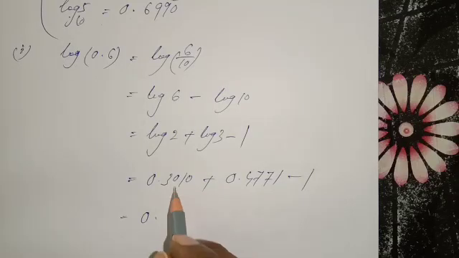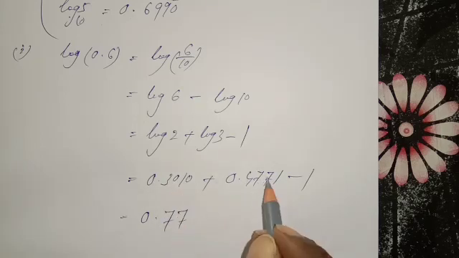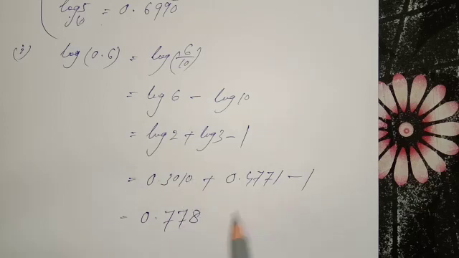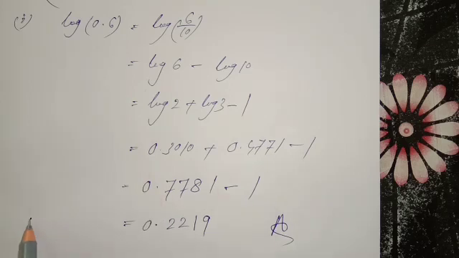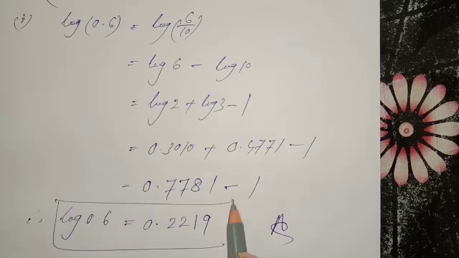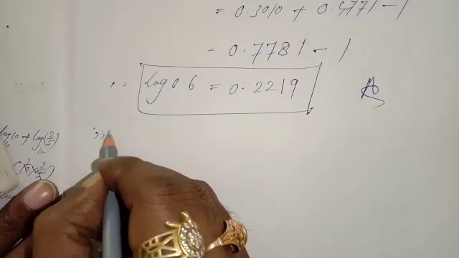First add: 0.3010 plus 0.4771 is 0.7781. Then minus 1. If you subtract, it will be 0.2219. This is the value of log 0.6. The value of log 0.6 is equal to 0.2219.